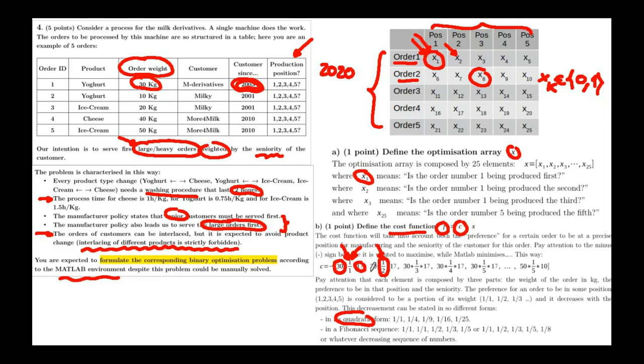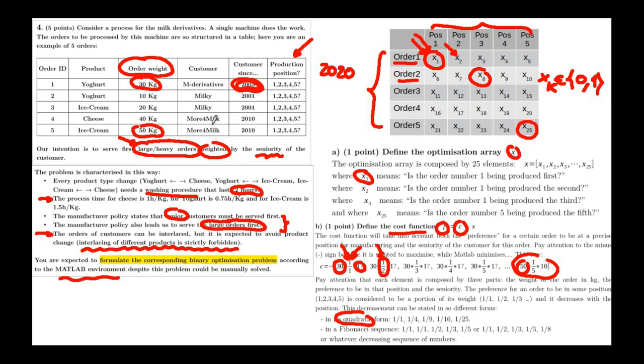But this artificial weight makes the difference when an order is produced first, second, third, and so on. So if I repeat this for all the elements of X, I will have the contribution on the final value for the cost function of every element. And as you can see, at the end, the last number, the one corresponding to X25, is order 5 in position 5. How good is this solution? Well, order 5 weighs 50 kilograms. So that's the reason for this 50.